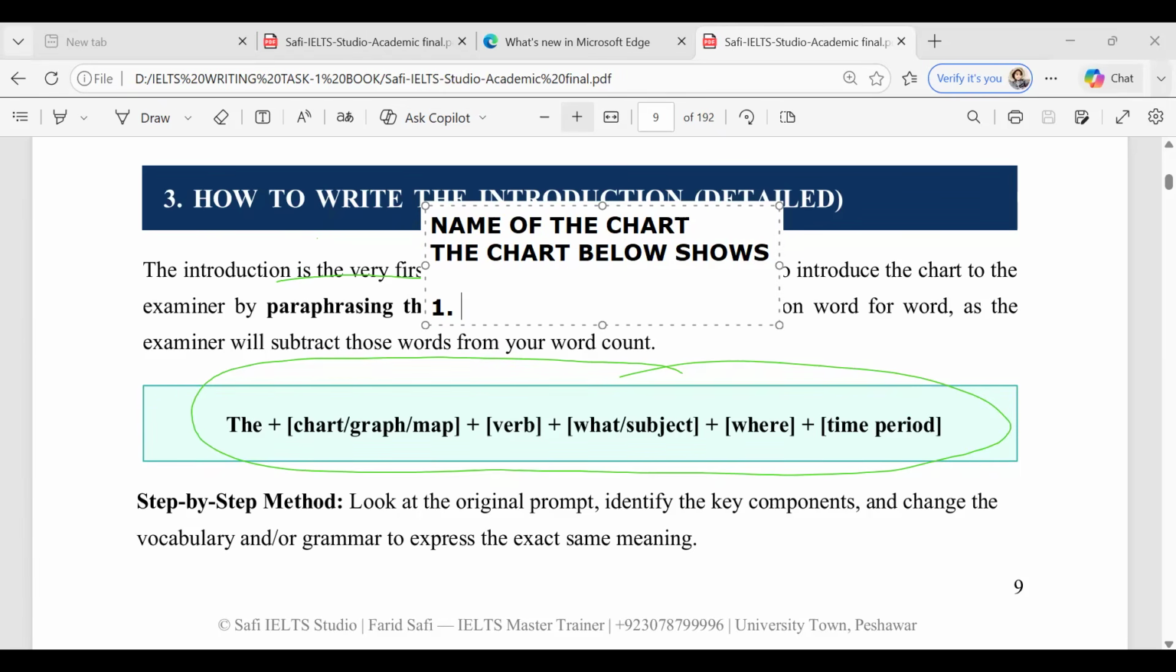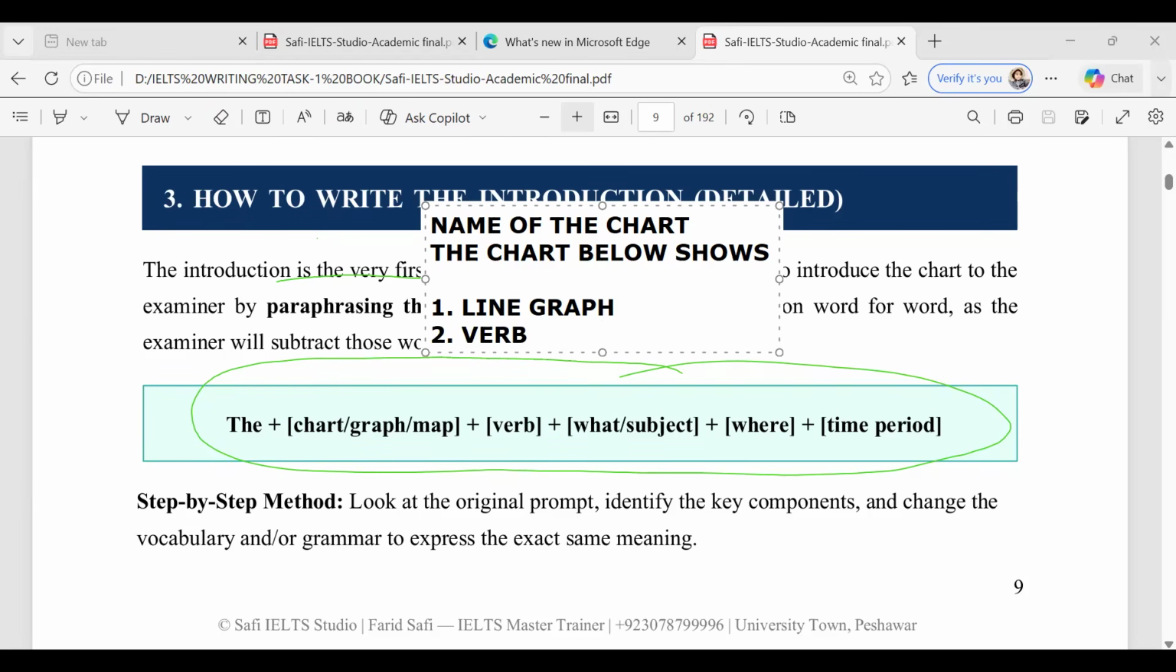For example, you can say the line graph. Naming the graph is important for you. There are 7 graphs and you must know the names of the graphs as well. So as I mentioned earlier, the first point is to name the graph. Point number 2, verb.